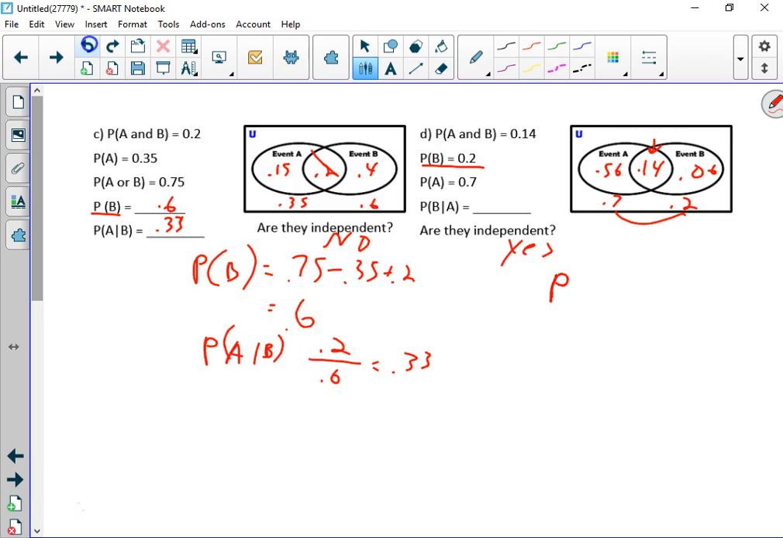Now, since they are independent, that means the probability of B is the same thing as the probability of B given A. So all we have to do is say that these two are the same, and that makes that 0.2. There you have it.